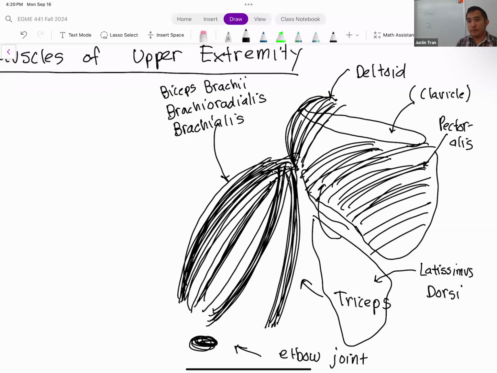Does your trapezius also count as part of your upper extremity? Your trapezius is in the upper back right here. So it's up there. It's just not what we're going to focus on in this section. All right, so the last thing I want to talk about are the joints.